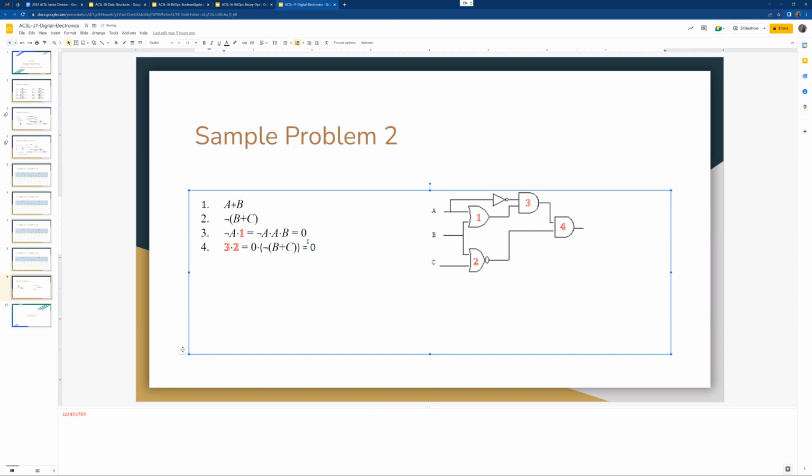If it is an OR, then one is A or B, right? And two is B or C and then negate. And three is not A and this, the output from one. And four is again an AND, it's 3 and 2. Those are correct. And so it would be this, right?